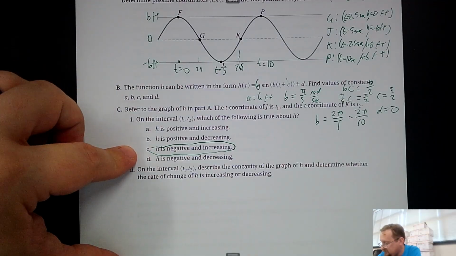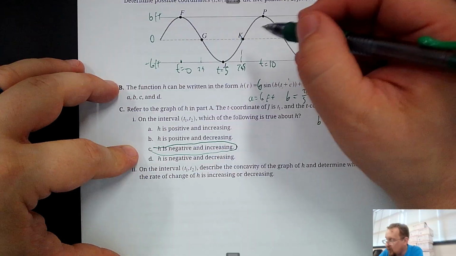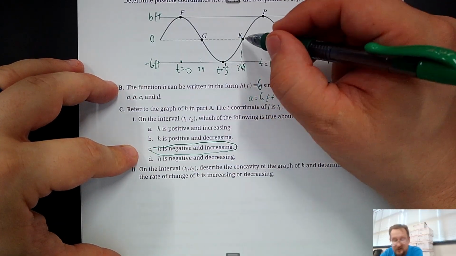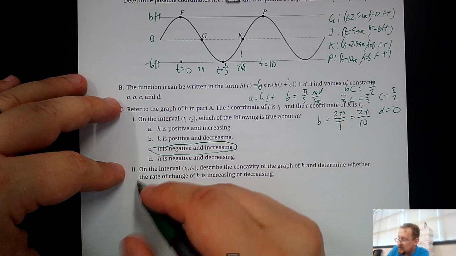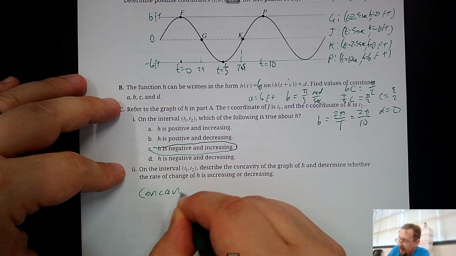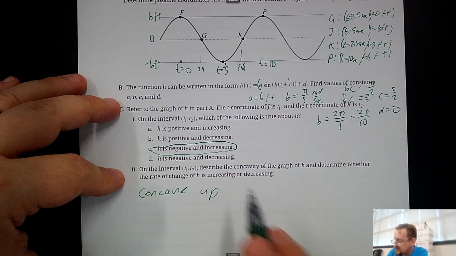Okay, does it ask me to explain why? Okay, why is it negative? Because the function is literally below 0. Why is it increasing? Because the function is going up higher and higher and higher. Describe the concavity of the graph. Okay, so it's concave up because it looks like part of a smile, and determine whether the rate of change is increasing.